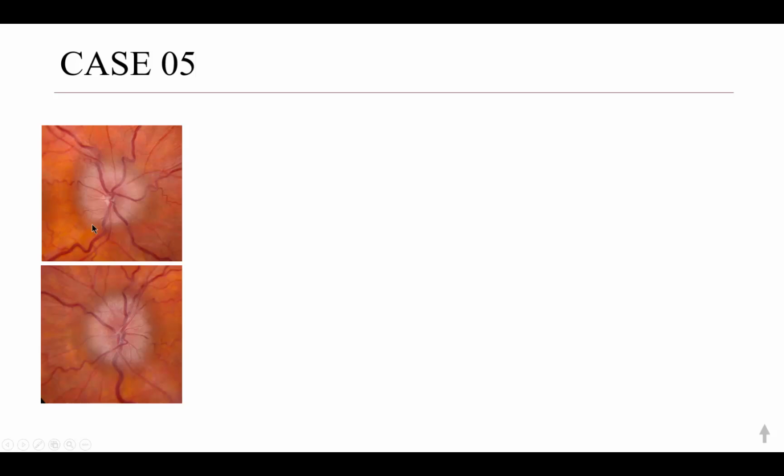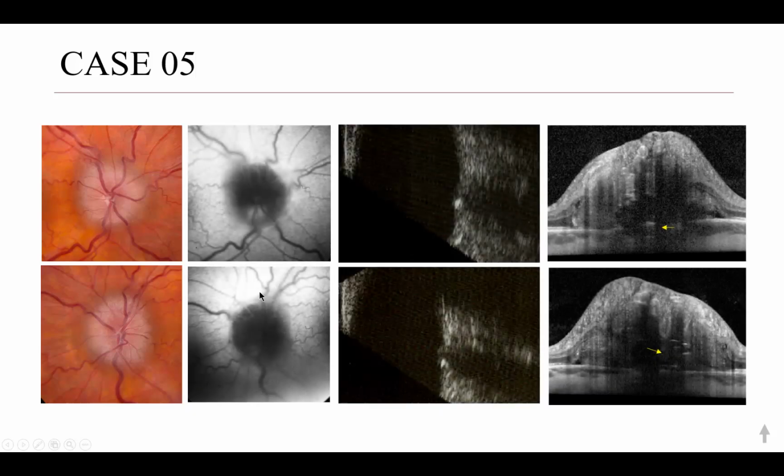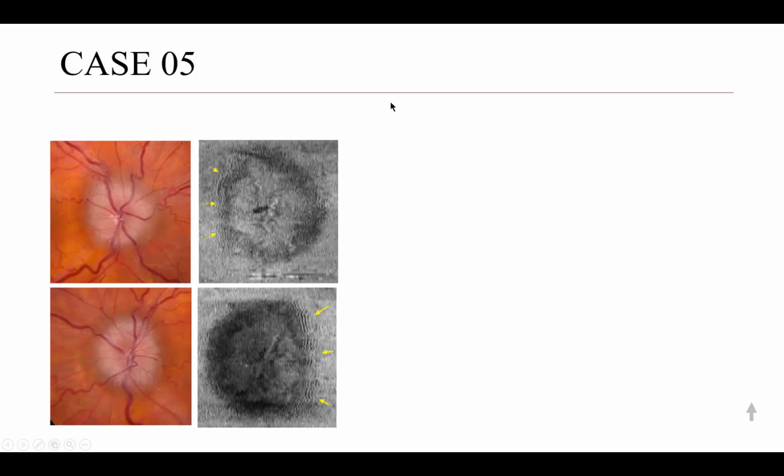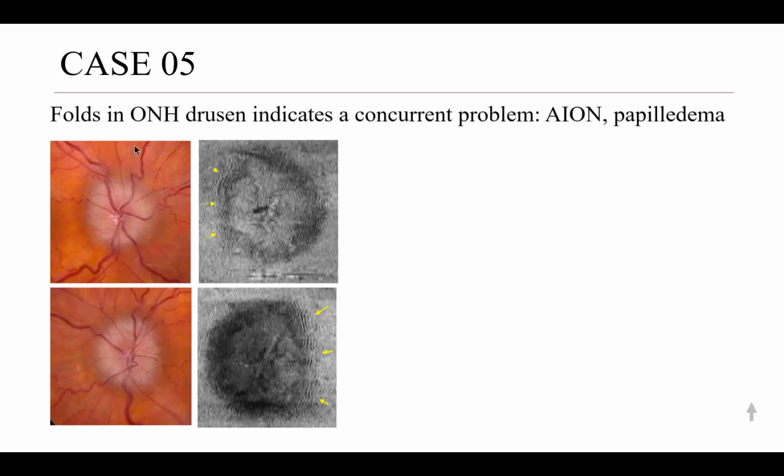Another example, a patient with very suspicious looking optic nerves, and you immediately see by autofluorescence, ultrasound and by OCT, the patient has drusen. Problem is, the patient also has folds. Here's the rule. Folds in optic nerve head drusen indicates a concurrent problem. And in drusen, the two most likely possibilities are that the drusen is complicated by an ischemic optic neuropathy, or they may have the coincidental occurrence of papilledema.